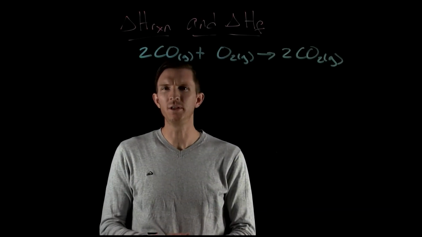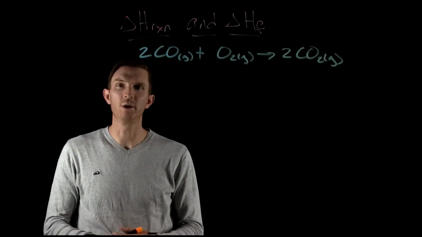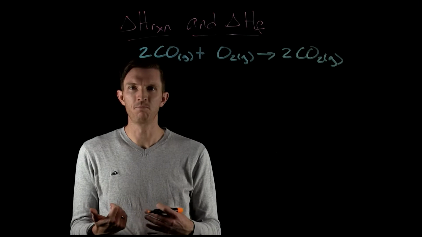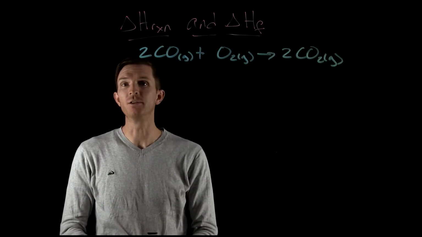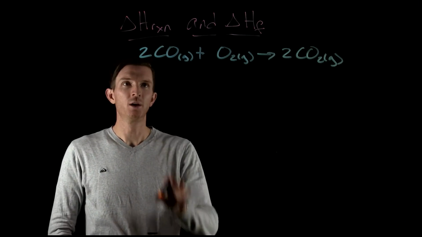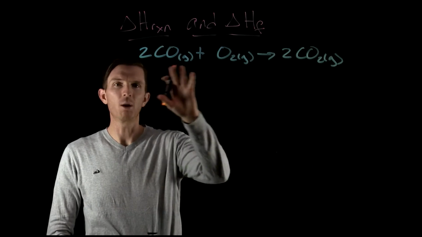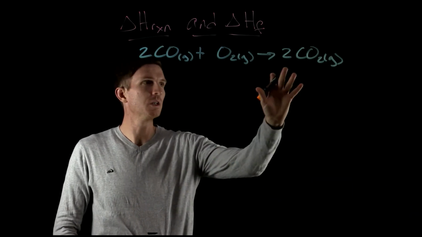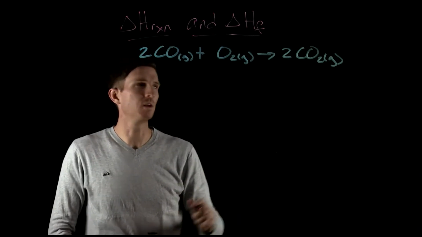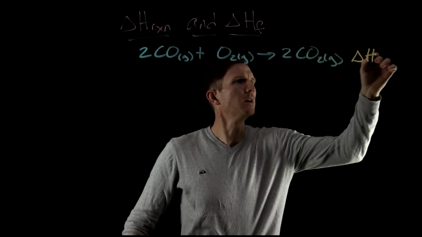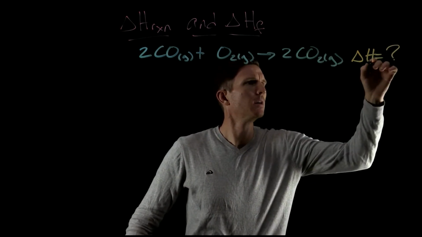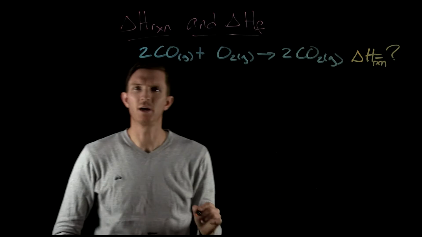All right, so in a previous video, we defined enthalpy of formation and what that corresponds to. Now let's go ahead and look at the applications of enthalpies of formation. So let's say we have this reaction, 2 moles of carbon monoxide reacting with a mole of oxygen to give us 2 moles of carbon dioxide. And our goal is to determine the enthalpy change for this reaction.